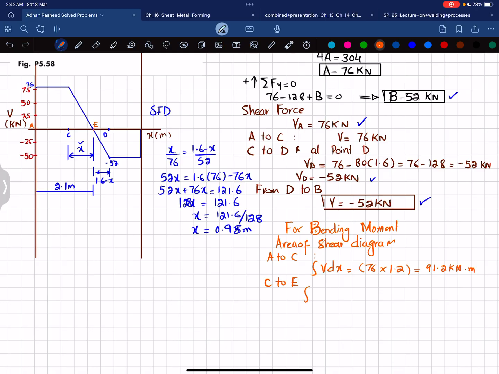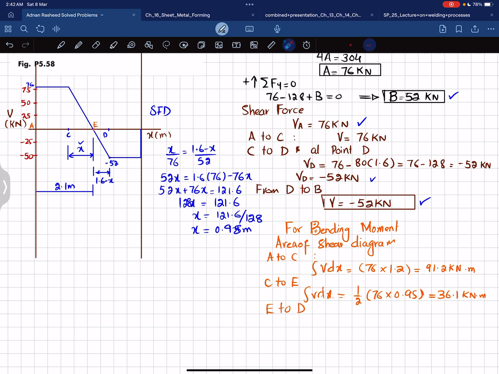So integral of V dx will give you bending moment, and that will be equal to 1 over 2 multiplied by 76 multiplied by 0.95. And that will give you the value equal to 36.1 kilonewton meter.